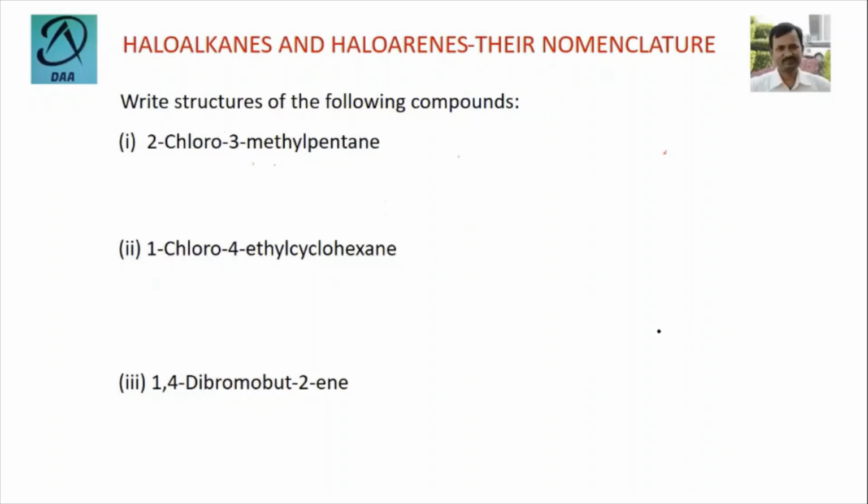Now we have to write the structure of the following compounds. This is a problem that we have to solve now. Pentane means here 5 carbons are there. Now in the 2nd position, chloro, that means here Cl. 3rd position, methyl, here CH3. So we'll fill up every position with hydrogen.